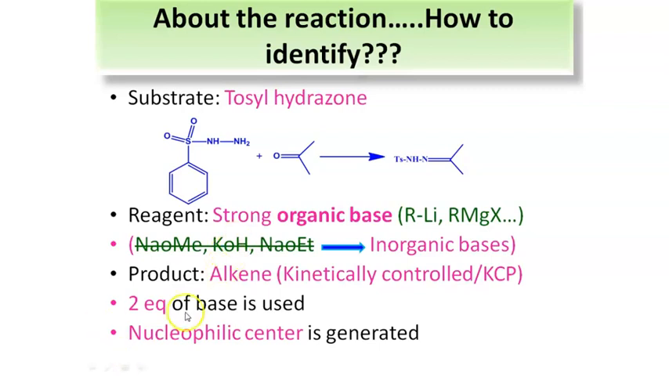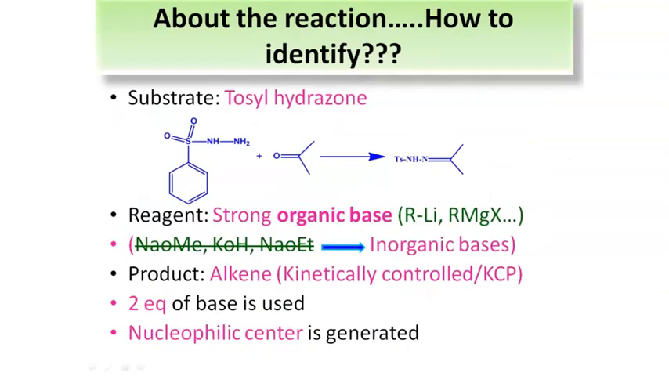So now let me tell you what the number of equivalents of base should be for the Shapiro reaction. Here we will be using 2 equivalents of base, whereas in the Bamford-Stevens reaction we will use only 1 equivalent of base. So by using this point we will be able to distinguish these two reactions. Okay. Another important characteristic of the Shapiro reaction is that at the end of the reaction a nucleophilic center will be generated. So these are the basics of the Shapiro reaction.